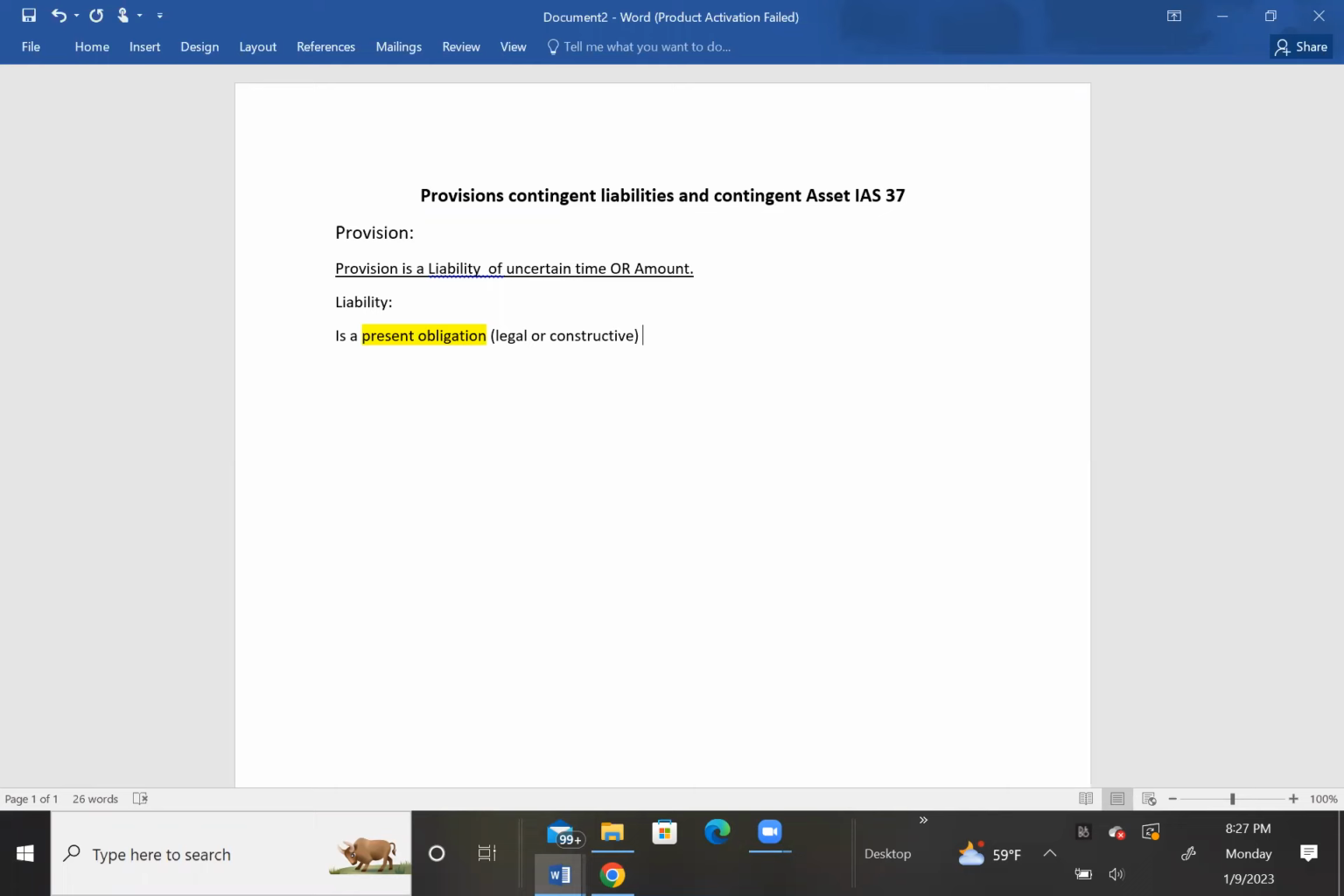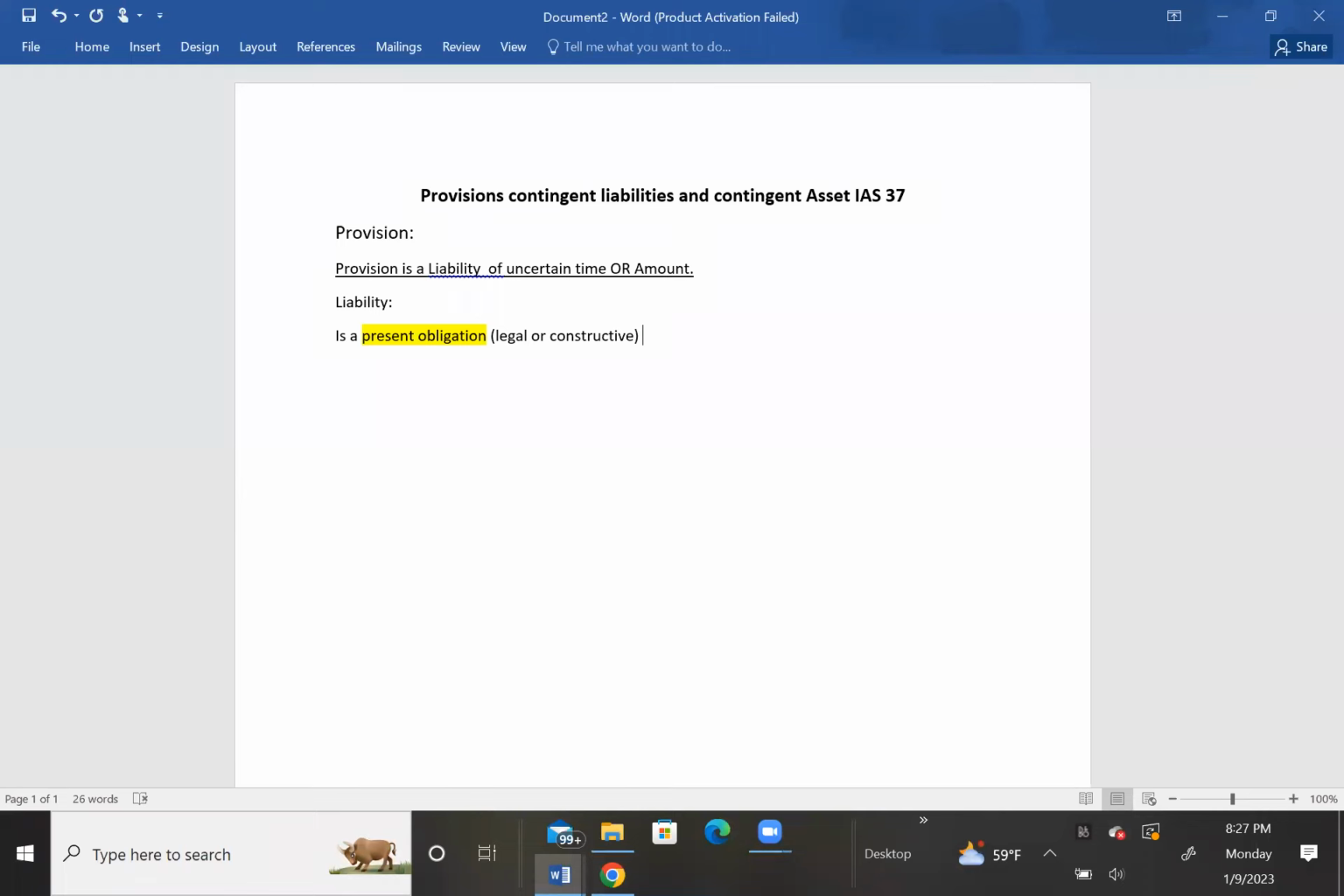For example, if a company claims that it is a very eco-friendly company and they take care of the environment in which they operate, every stakeholder would expect that if the company is building a new factory, they will take care of the ecosystem, the environment, the greenery of the surroundings. Maybe it is not required by the law, but it will become their constructive obligation. And for IAS 37, it doesn't matter whether it is legal or constructive. If it is a present obligation, that is enough.